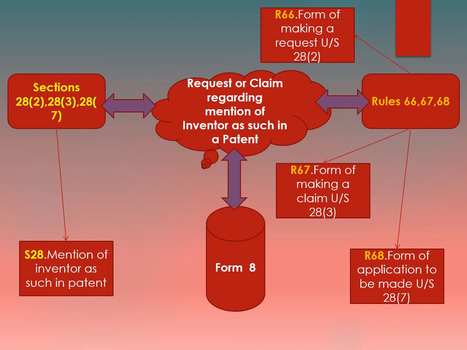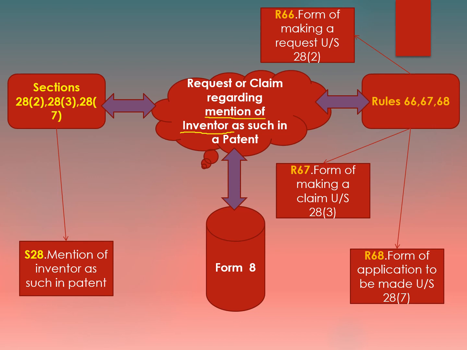The title is request or claim regarding mention of inventor as such in a patent. We can say here mention of inventor is the main word. Related sections are Section 28 only, Section 28 subsection 2, Section 28 subsection 3 and Section 28 subsection 7. The related rules are 66, 67 and 68.